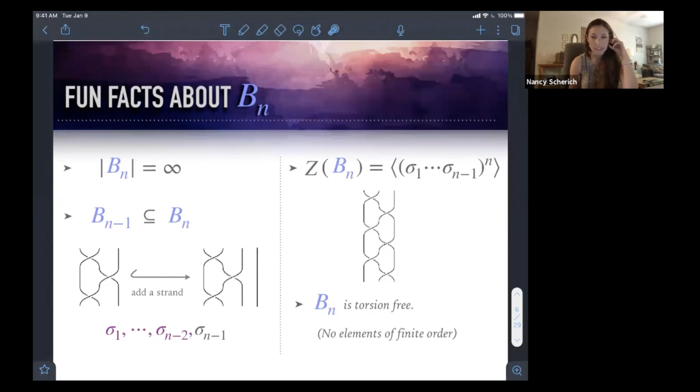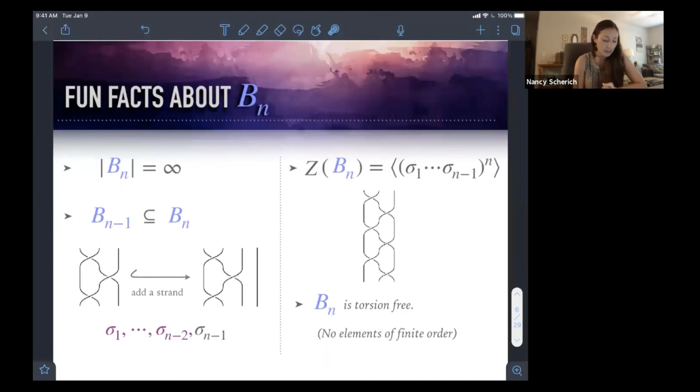So a fun little exercise is to convince yourself that this braid actually commutes with everybody. All you'd have to do is show that it commutes with every generator. There's a fun way to visualize it, but that might be a fun little thing for you to think about. Can you prove that this element actually commutes with every generator?